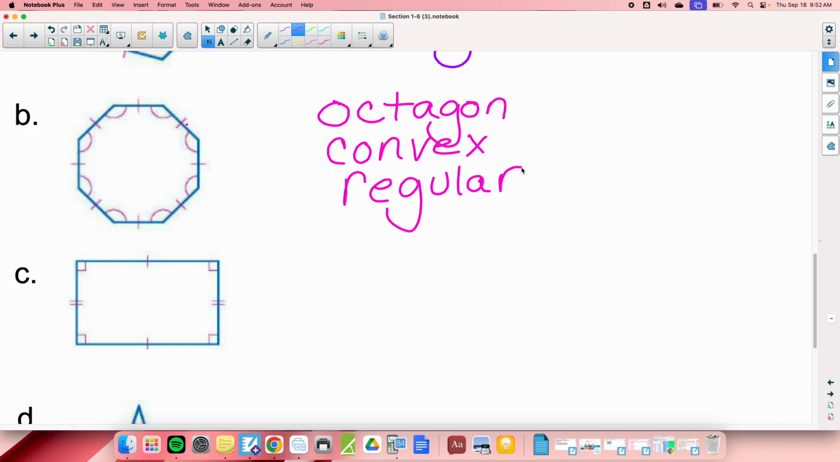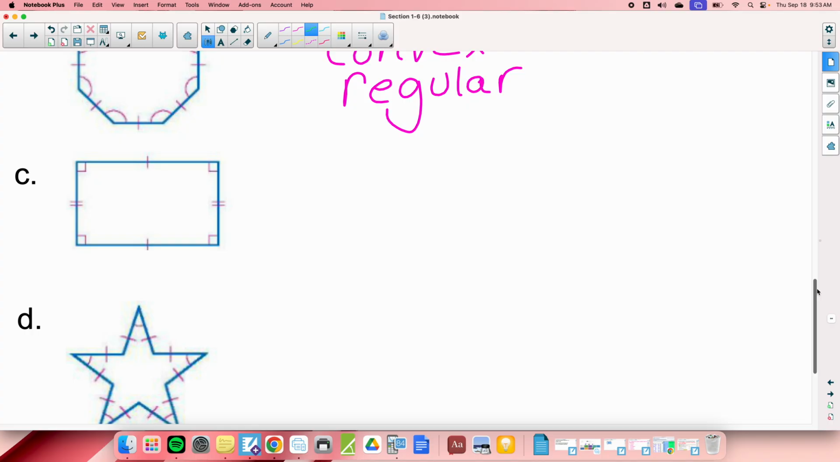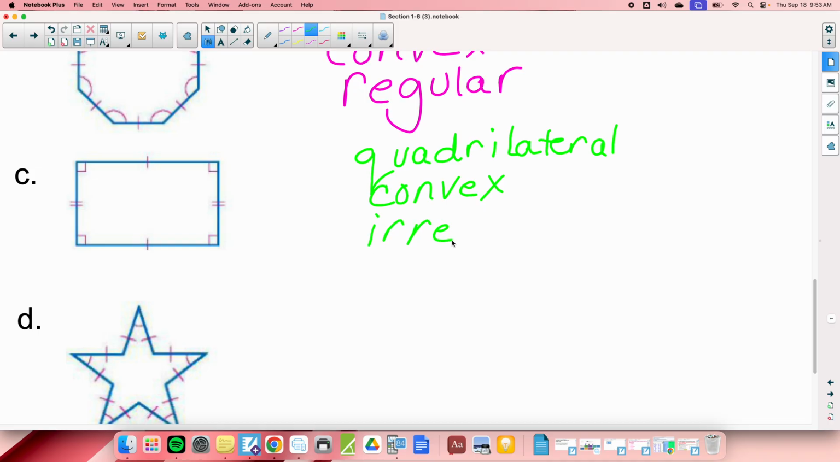Okay. Now, do you guys remember what the general term of a 4-sided figure is? Yep, so we don't say rectangle, we say quadrilateral. And then, does that cave in at all? No, so it's convex. And are all the sides congruent and are all the angles congruent? No. These sides have 1 arc or dash, those two have 2. So it's irregular.